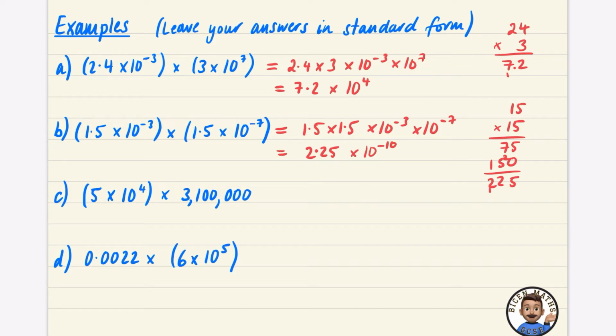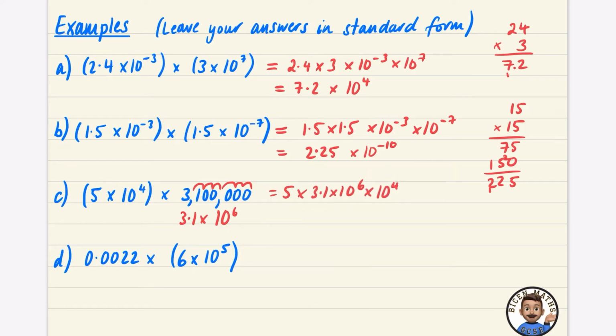Okay, for this one, it might be useful to put it in standard form first. So this second number is going to be 3.1 times 10 to the 6. So I have 5 multiplied by 10 to the 4 multiplied by 3.1 times 10 to the 6. In fact, why don't I redo the order as well so that I have it in the most convenient way?